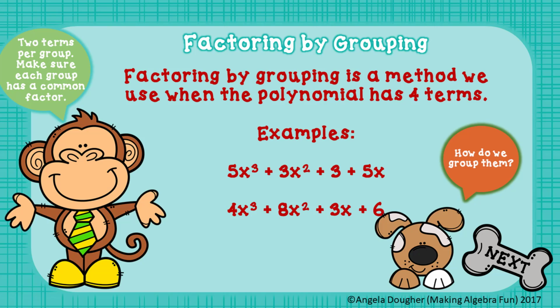All right, so we're going to talk about factoring by grouping. Factoring by grouping is a method we use when a polynomial has four terms. What happens is we're going to separate these four terms into two terms per group and then make sure each group has a common factor. Okay? So let's talk about how we group them.